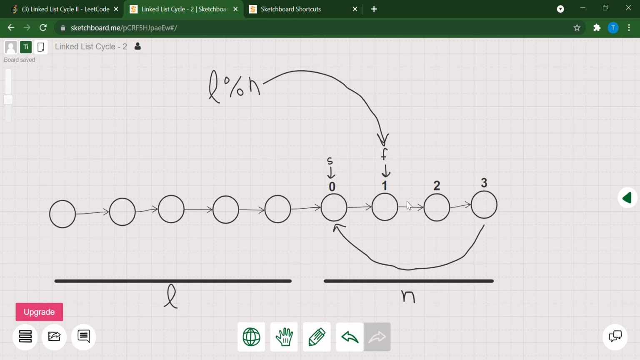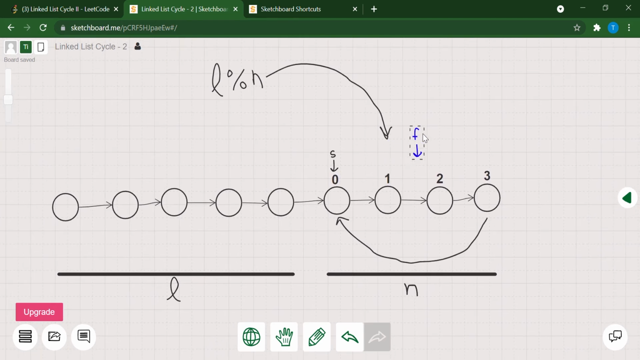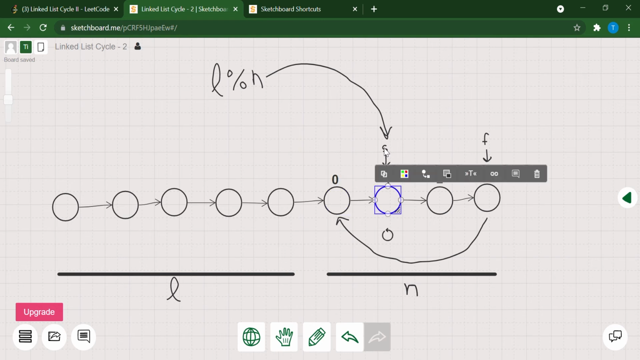So the distance between them right now is 1, 2, 3, 3 nodes, right? But if I use one iteration of Floyd's algorithm, the fast pointer is going to move 2 steps within this cycle, and the slow pointer is only going to move 1 step, right? So the fast pointer is now 1 node closer to the slow pointer than it was before, because now it just has to cover 1 or 2 nodes to reach the slow pointer, right?